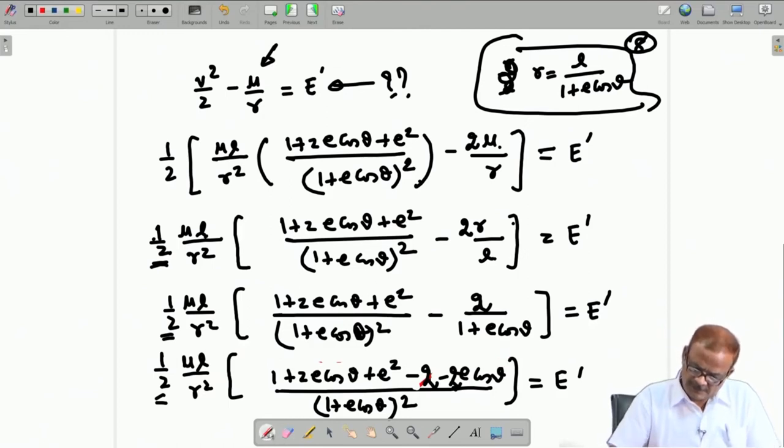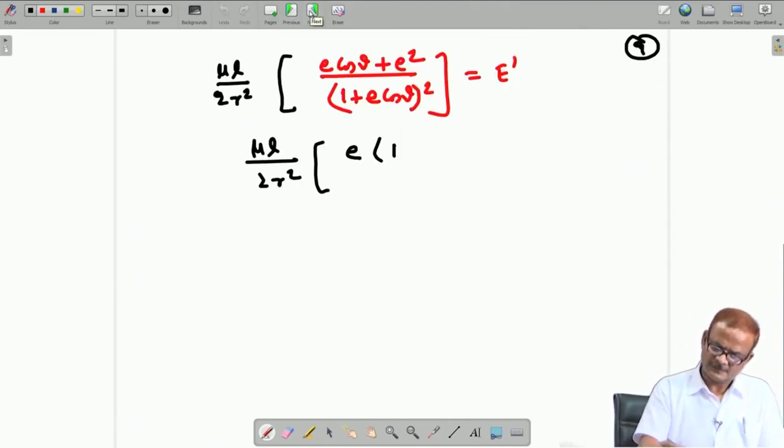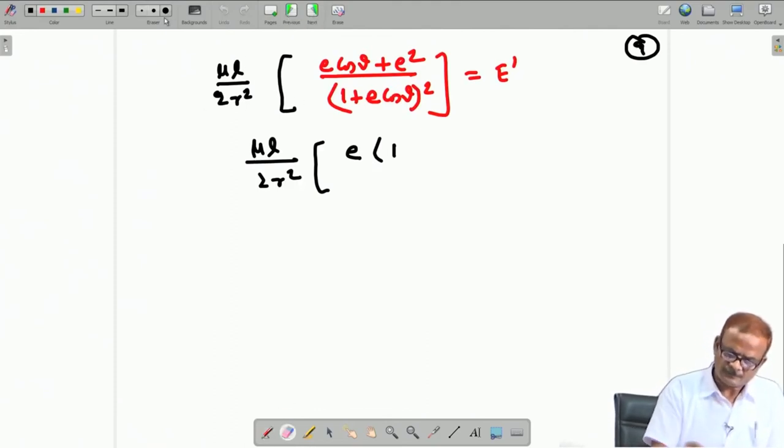So, here the cancellation takes place. This one then cancels out. This is 2 times 1 plus e cos theta, and here 2 e cos theta is there. So, 2 and 2 e cos theta get cancelled out, and here we get e square minus 1. So, e square minus 1. So, in the next page we have to rub it out.